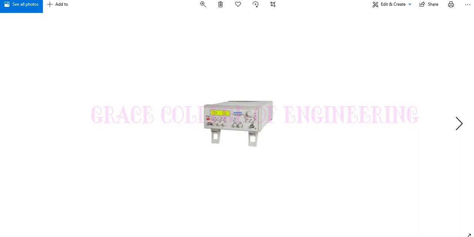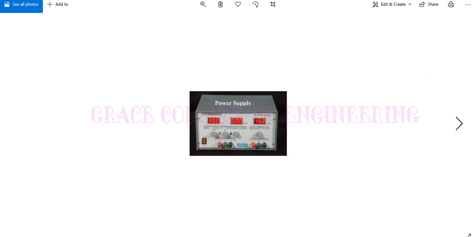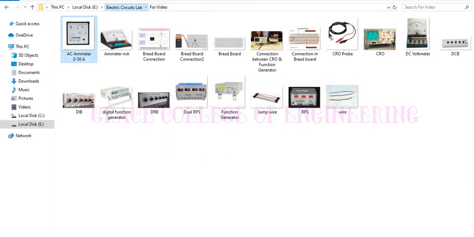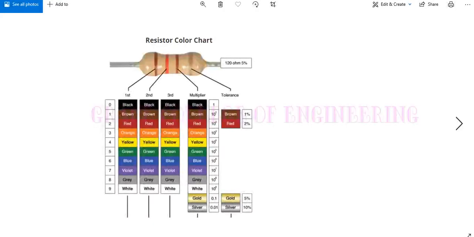And this is another diagram for function generator, and this is the jump wire which we should use in the breadboard, and this is also the regulated power supply, and this is also a normal wire, also we can use it for breadboard connections. These are all the basic connections, and also we want to study the basic resistance color chart here.